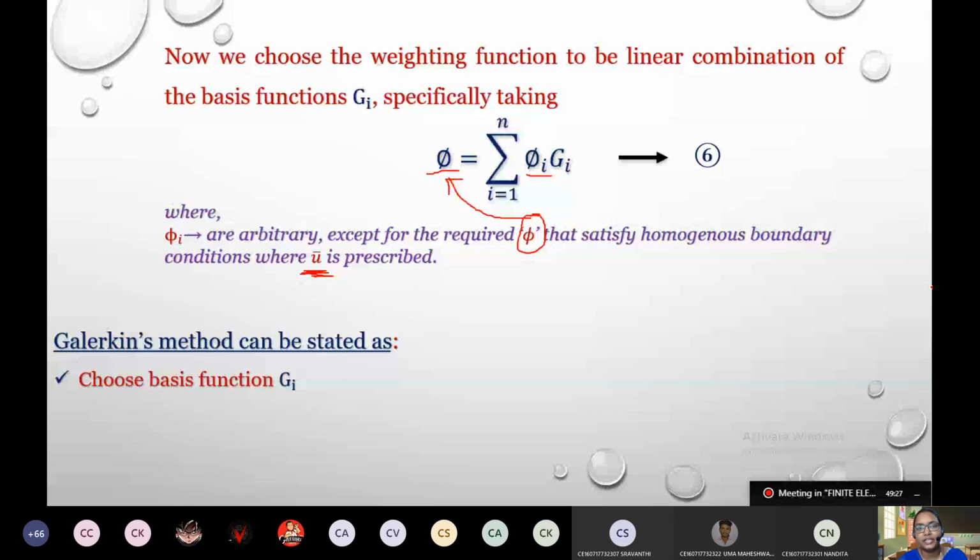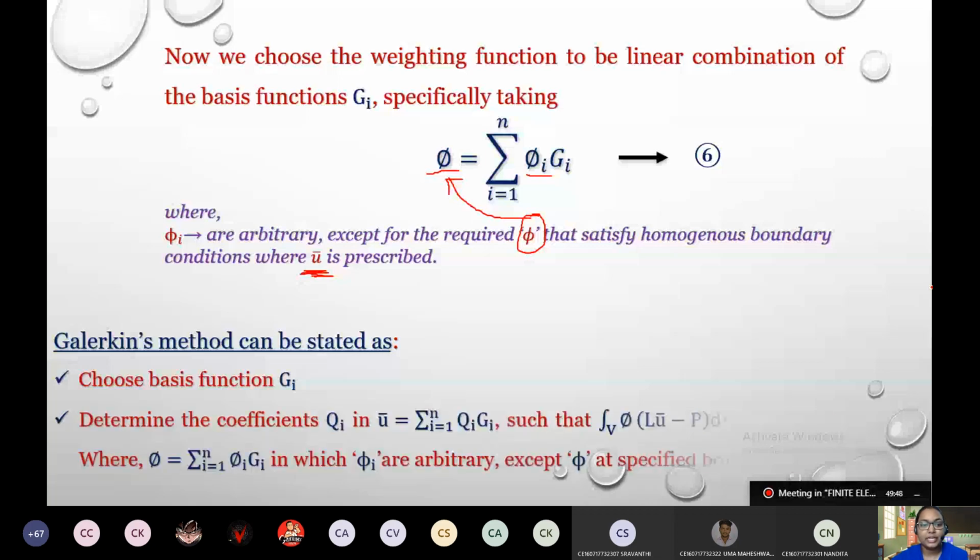Actually, what we have seen till here is we have gone backwards. We need the basis function first. Whatever polynomial equations we form, that is first. Then that goes into differential form, then into integral form, then into the solution. So we have to choose a basis function gi first. And then second point, determine the coefficients qi in this equation, that is u bar, such that this would satisfy our integral form.